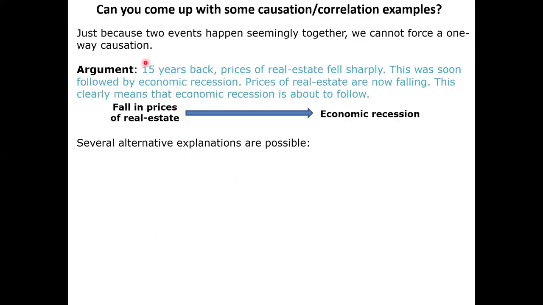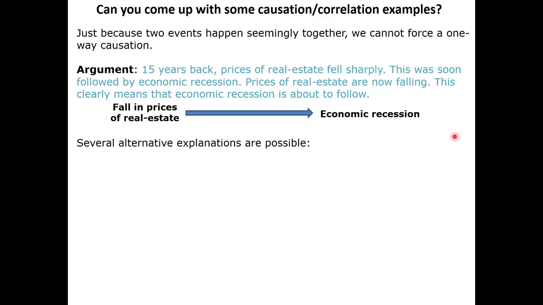Okay, 15 years back, prices of real estate fell sharply. This was soon followed by economic recession. Prices of real estate are now falling. And what's the conclusion? Economic recession is about to follow. So prices of real estate falling is an indication that economic recession is about to follow.